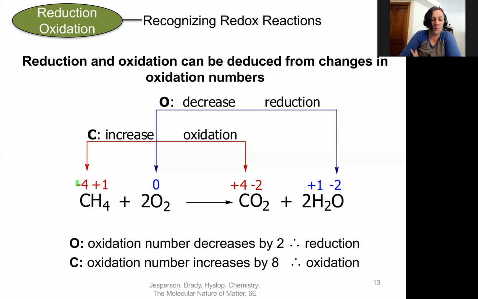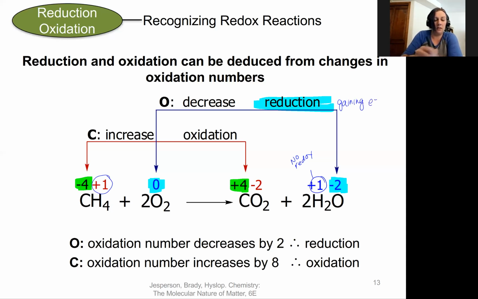I've got a -4 for my carbon becoming a +4 in my products. My hydrogen is +1 in my reactants, and it's still +1 in my products. So there's no redox occurring with the hydrogen. And then looking at my oxygen, when it's an element, O2, it has an oxidation state of 0, and it's becoming -2. And so that 0 to -2 is an increase in negative charge or decrease in positive charge, which is showing reduction, that we're gaining electrons.